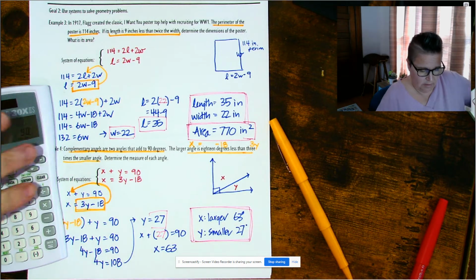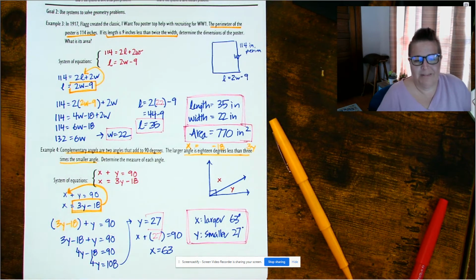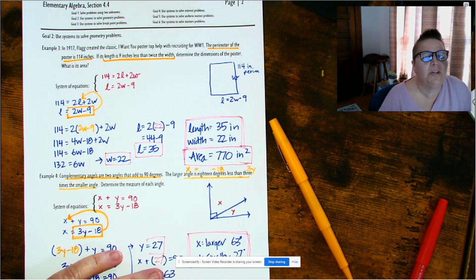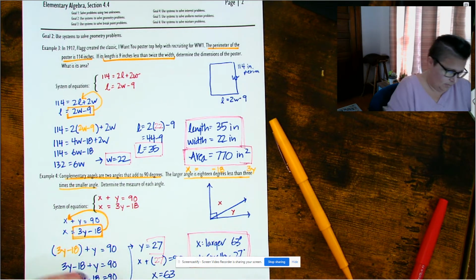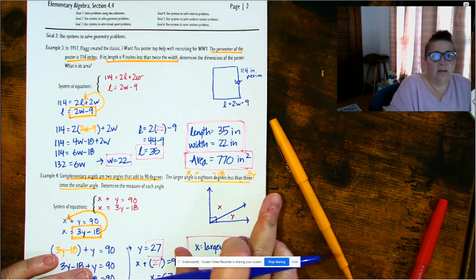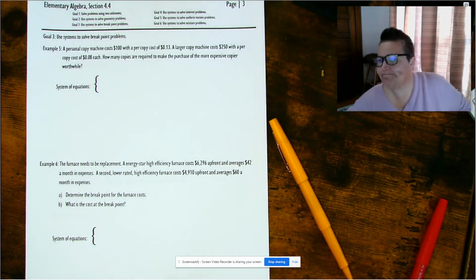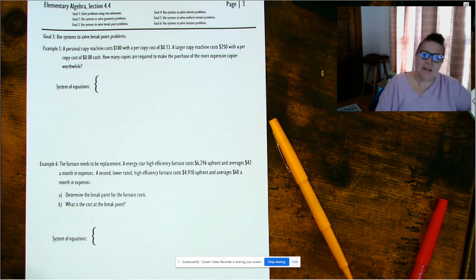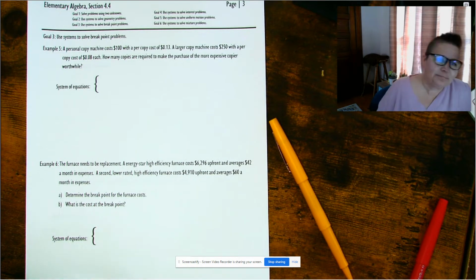Couple of geometry problems. What comes after geometry? Oh, breakpoint problems. Okay. I love breakpoint problems. Who am I kidding? I'm a math teacher. I like most of these.